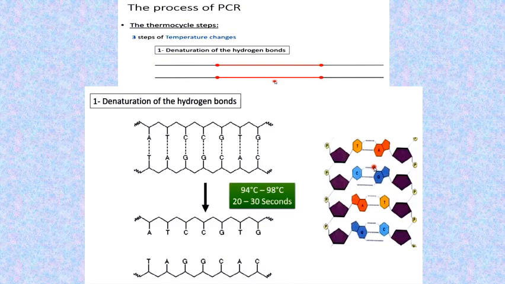So we have 3 steps of the temperature changes in each one cycle. The 3 steps of temperature changes started with a high temperature, then cooling to it, and then up gradually. So the first step is called denaturation of hydrogen bonds.